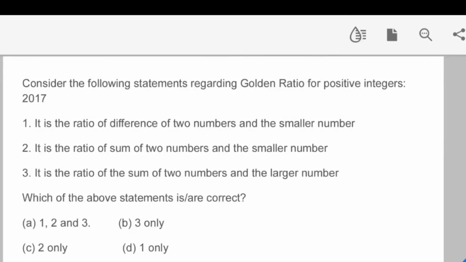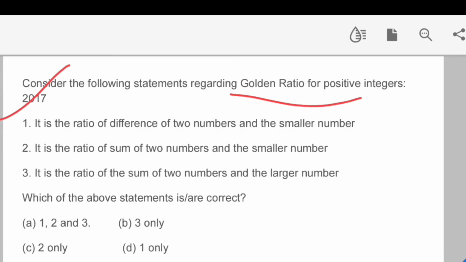The next question is, this question I have discussed in the particular section of the video where I taught you what the golden ratio is and what the applications of the golden ratio are. The question is, it is the ratio of the difference of two numbers and the smallest number.